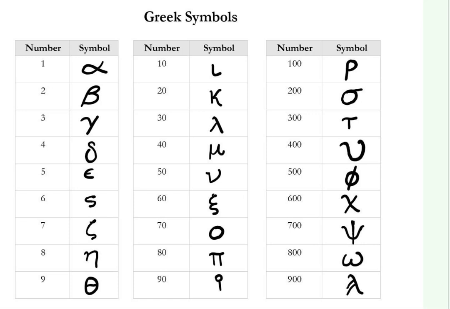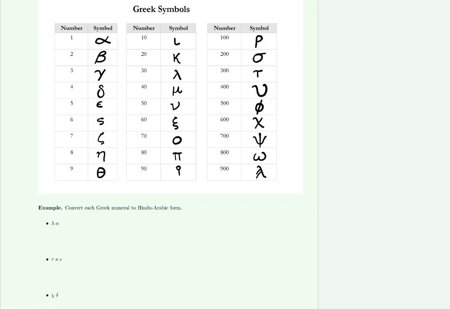So let's work through our first example here. We are asked to represent this in our number forms. Let's first just identify where we might find these symbols in our table above. So 30 is represented by this symbol, and then 1 is represented by this symbol. We know in the Greek system it's the larger number and then the smaller number to the right of it, so this would represent 31. So this is the idea of 30 plus 1.